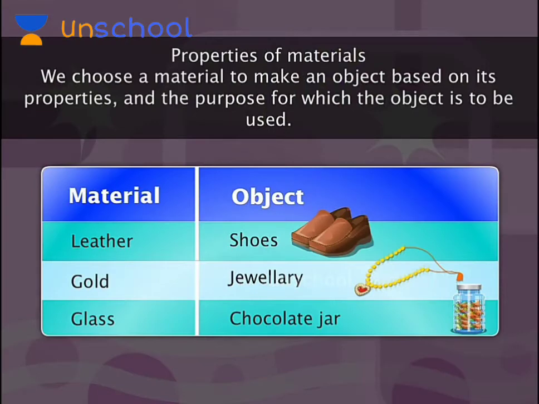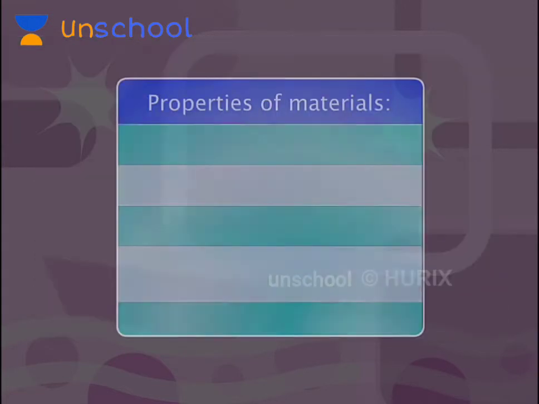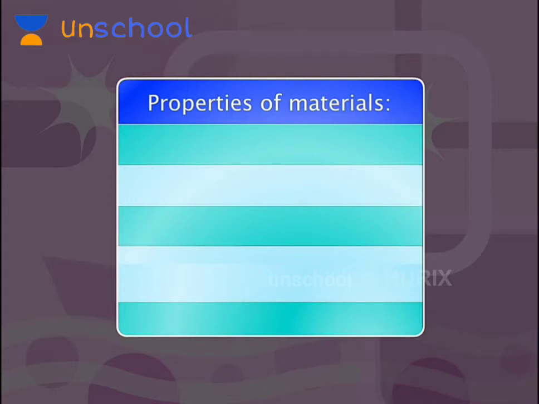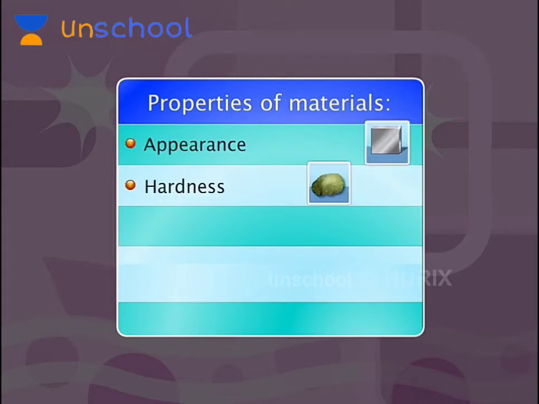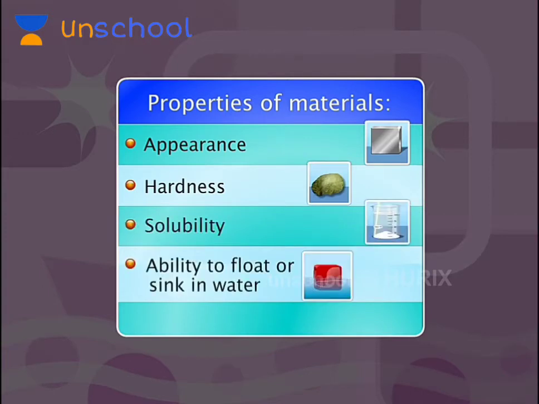To be able to use an object, we need to ensure that it is made from a material that has suitable properties. Properties of materials are based on their appearance, hardness, solubility, ability to float or sink in water, transparency. Let us find out more about these properties.